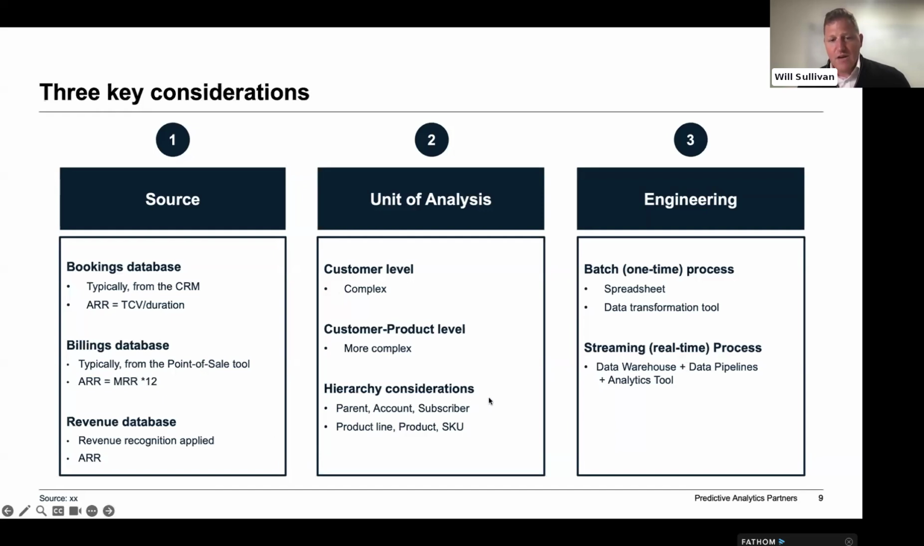And in that regard, you have to decide what is the customer and what is the product. And there are hierarchy considerations such as parent account, ultimate parent, parent, then account and subscriber, or product line, product, or SKU.